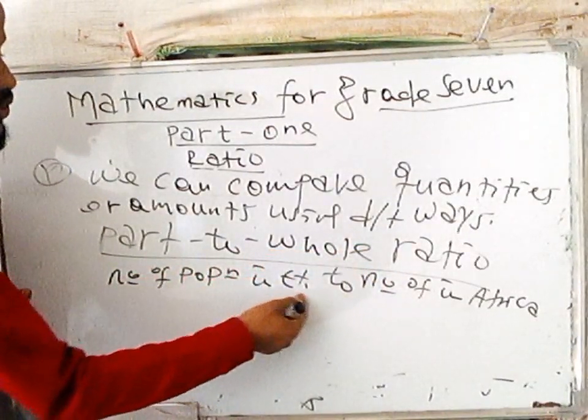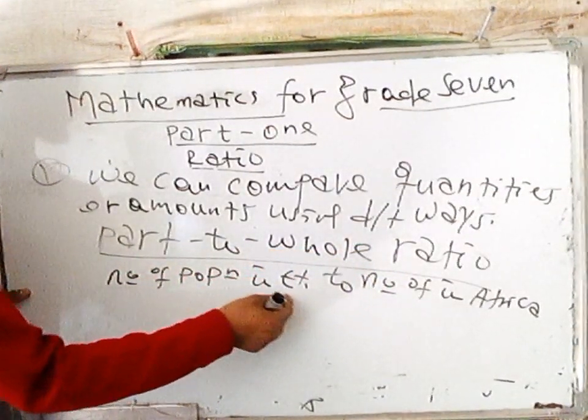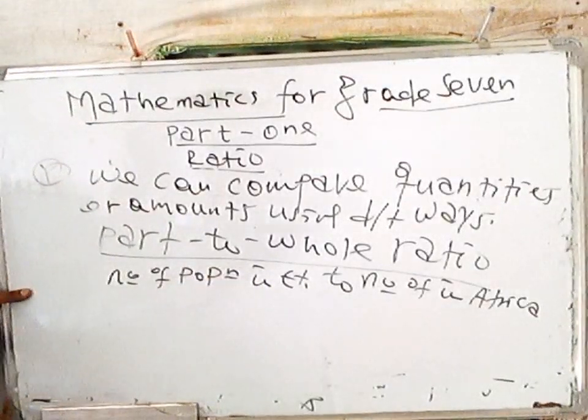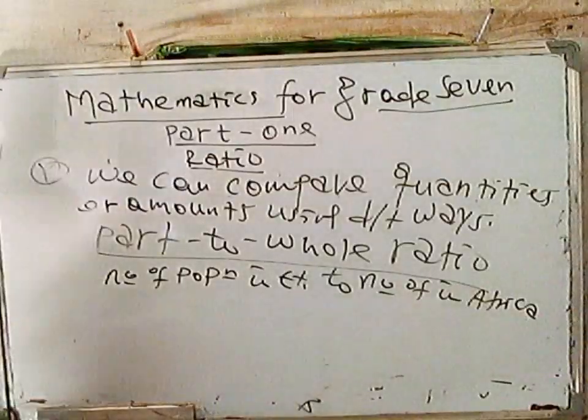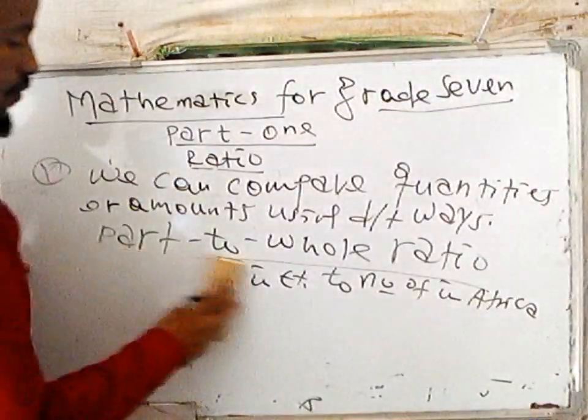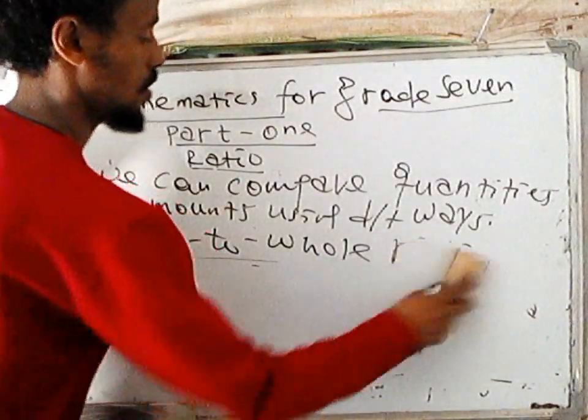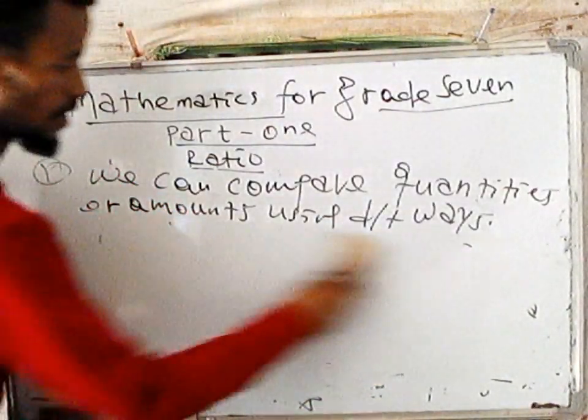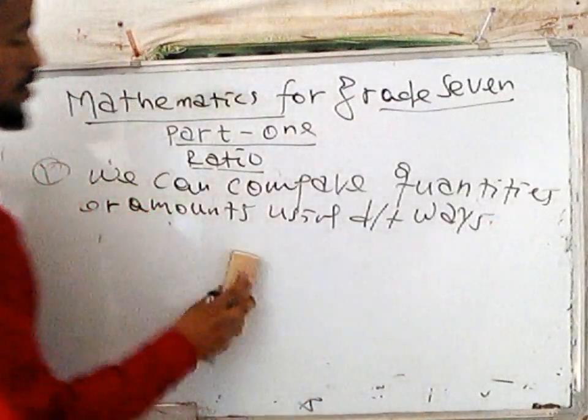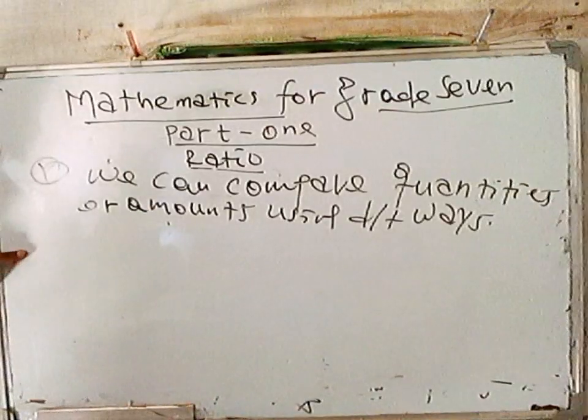Part, that is part quantity, that means number of population in Ethiopia. This is simple in number. Let me give an example.